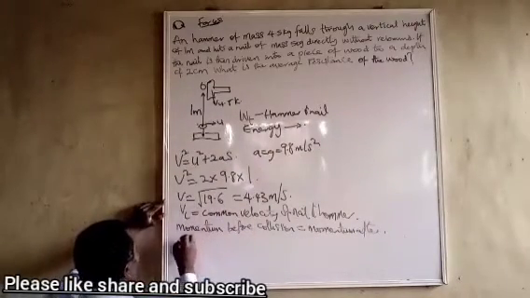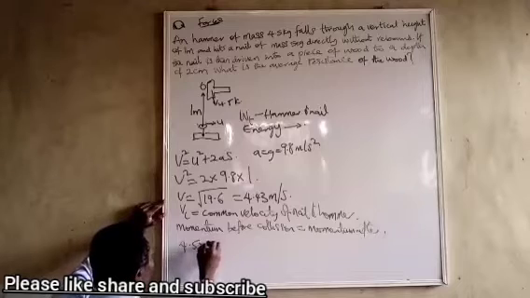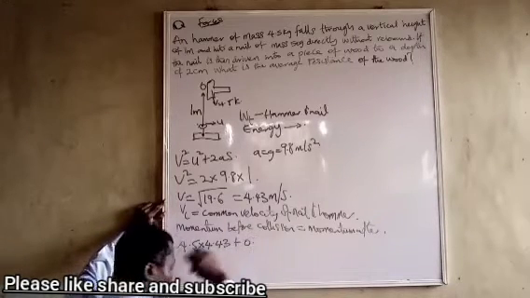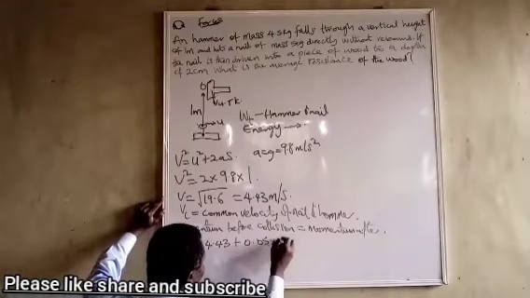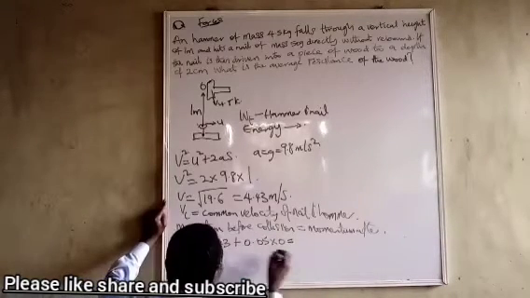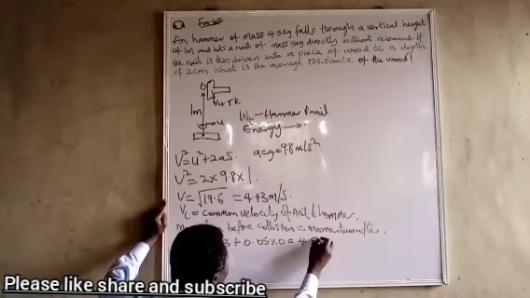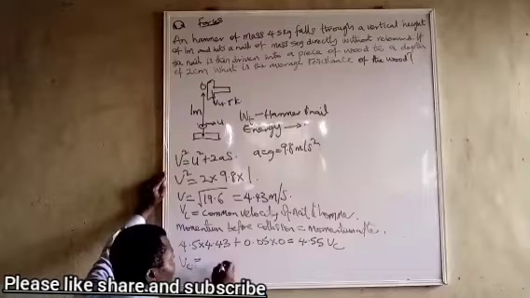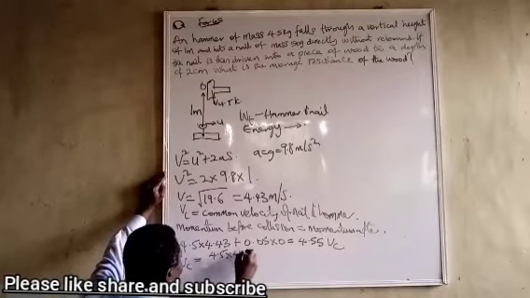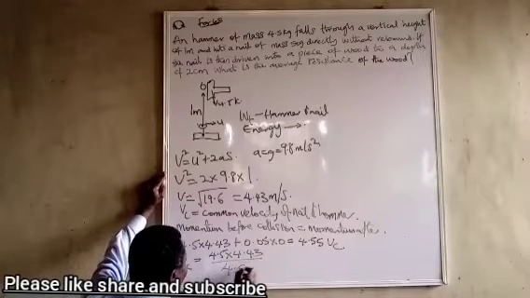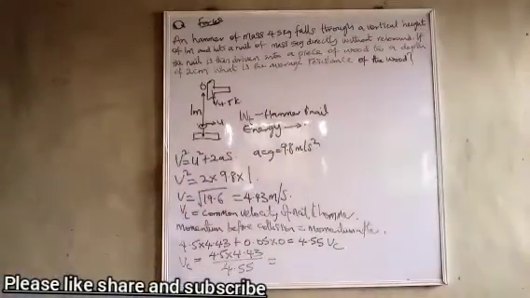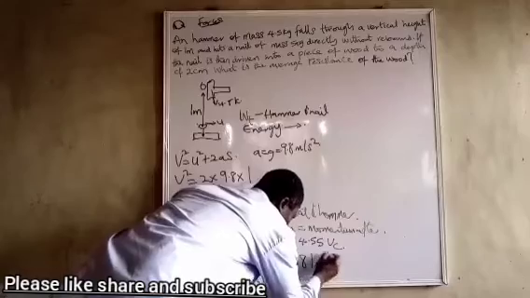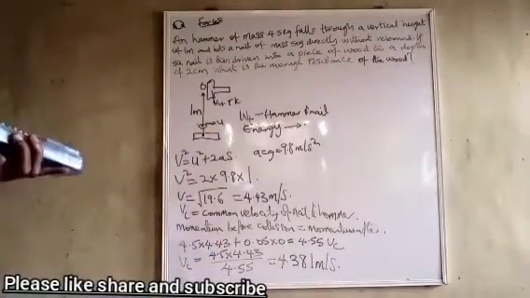So we now have 4.5 times 4.43 plus 0.05 times 0, because that's the initial velocity of the nail, will now be equal to 4.55 Vc. So Vc, that is the common velocity of the nail and the hammer, will now be 4.5 times 4.43 over 4.55, and that gives me 4.381 meters per second.